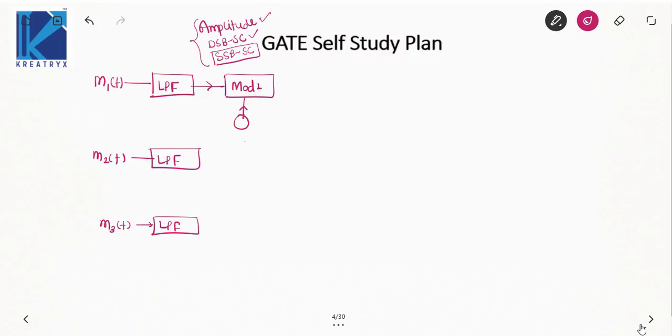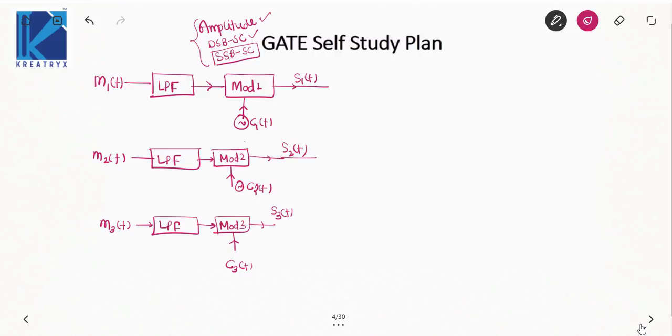So this was our modulator 1. I am assuming here a carrier c1(t), and it will generate the modulated signal s1(t). Now the second signal is also modulated. I'm assuming here carrier c2(t), and this will generate a modulated signal s2(t). Now I'm considering a third modulator, which has a carrier c3(t), and the modulated signal comes out to be s3(t). Now these three signals are combined and transmitted over a wireless channel.